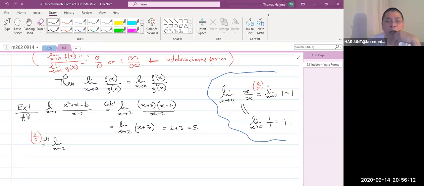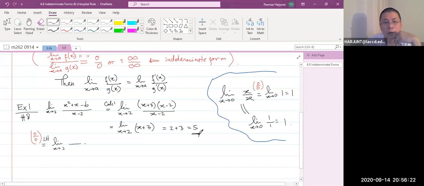Somebody asks, wait, is 5 the answer? Yes. For this one, we are done. 5 is the answer. But if we apply L'Hopital's rule, then I do the derivative on the top. That will be 2x plus 1 over 1. Then I plug in 2. When I plug in 2, I get 5.